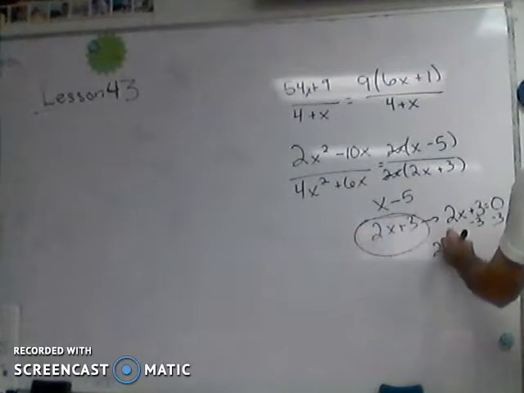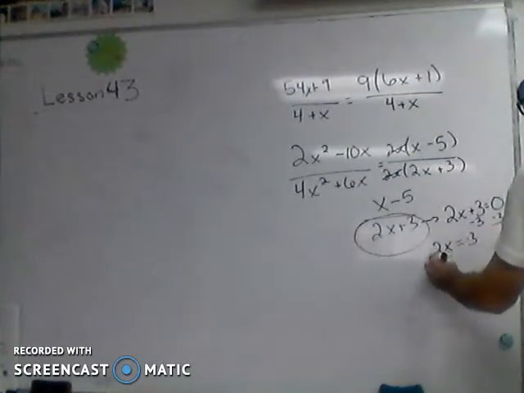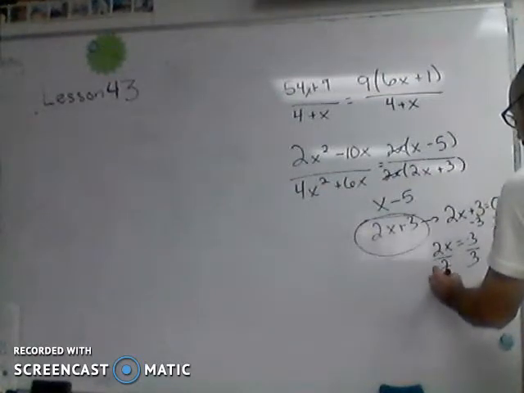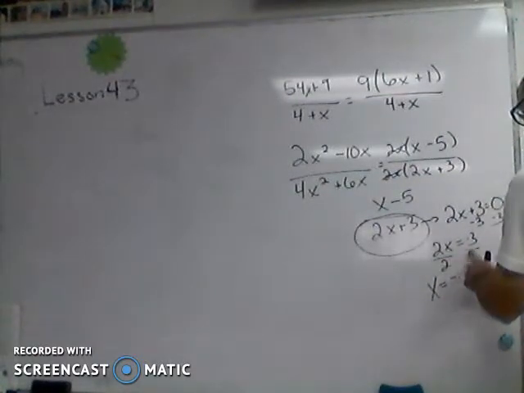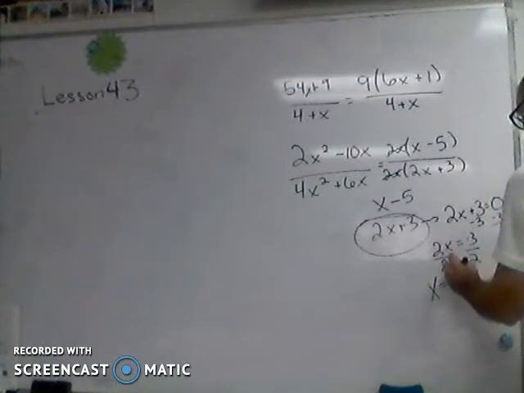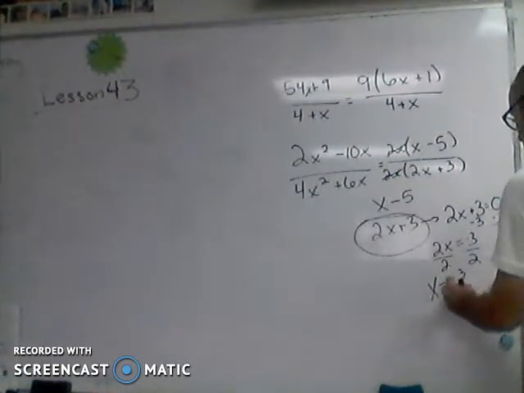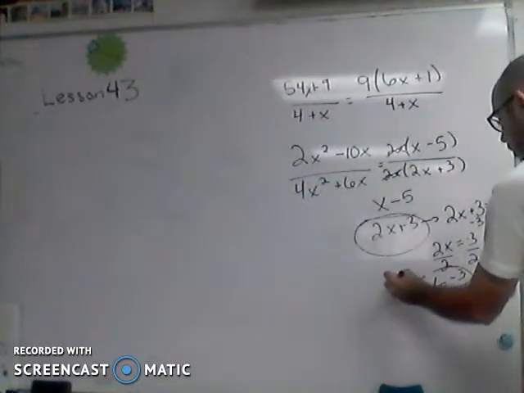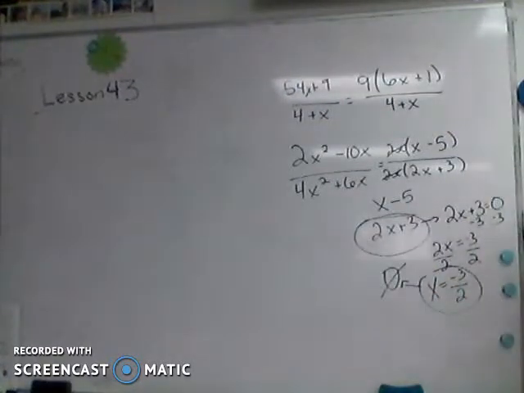That 2x equals negative 3, and then divide both sides by 2. So when x is negative 3 over 2, that makes the expression undefined.